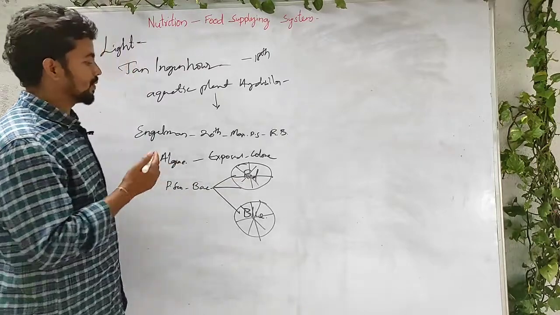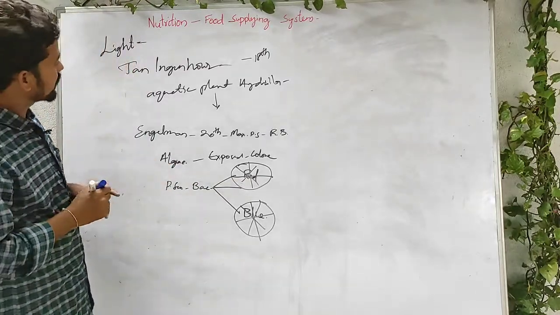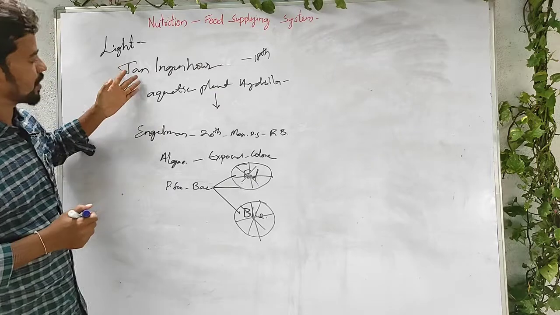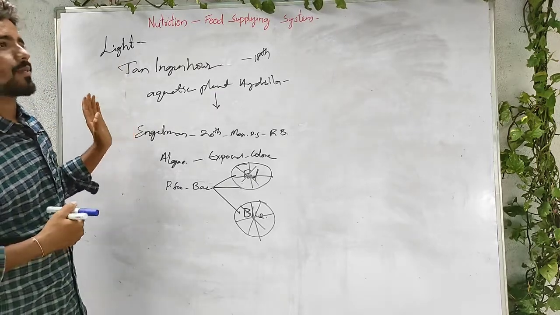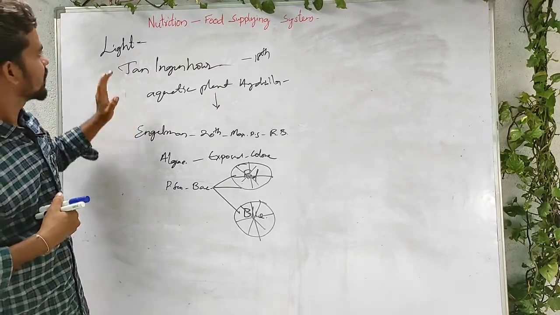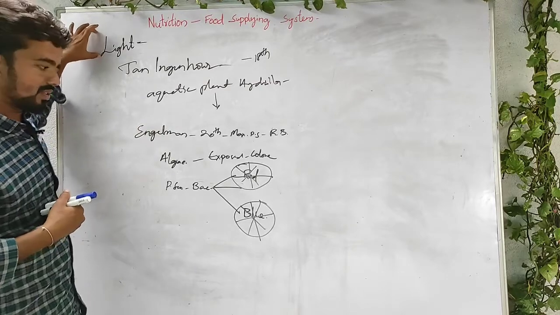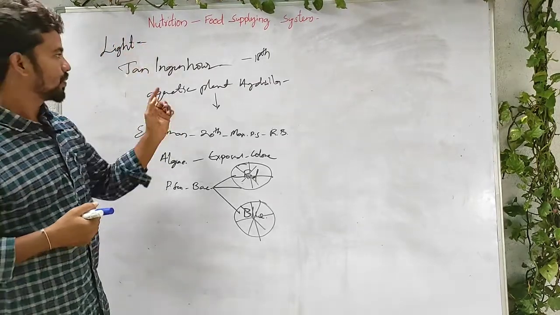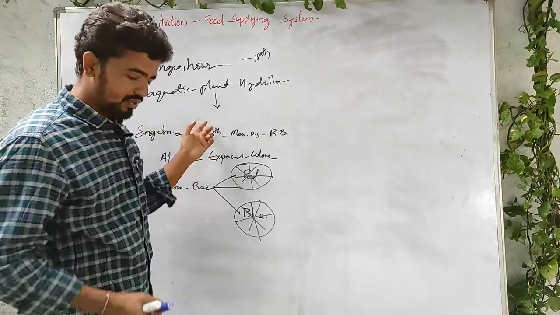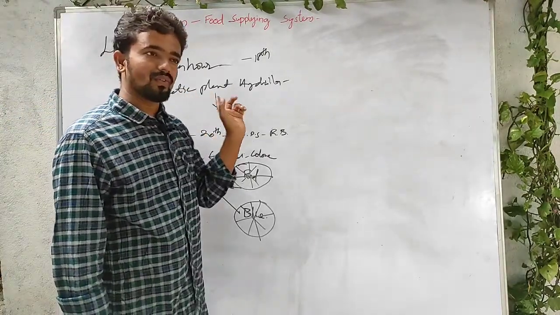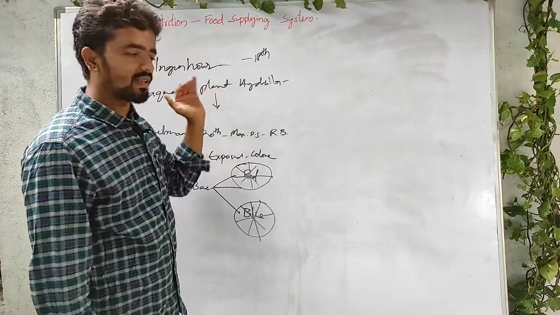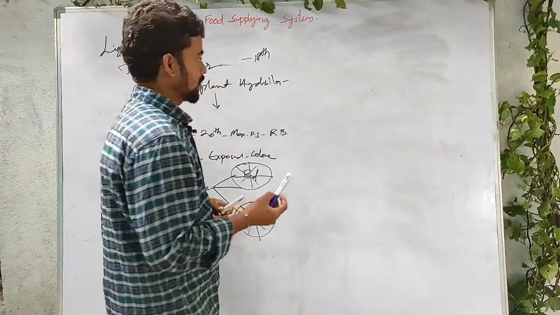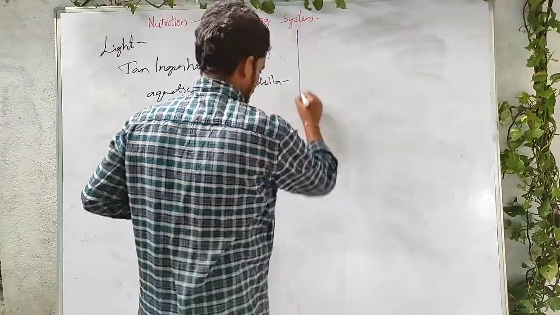Okay, so that is how these two, Engelmann and Jan Ingenhousz, contributed to understanding the essence of light in photosynthesis. And Ingenhousz conducted an experiment to understand the release of oxygen in the process of photosynthesis in the presence of light only. Okay, so let us see this experiment.